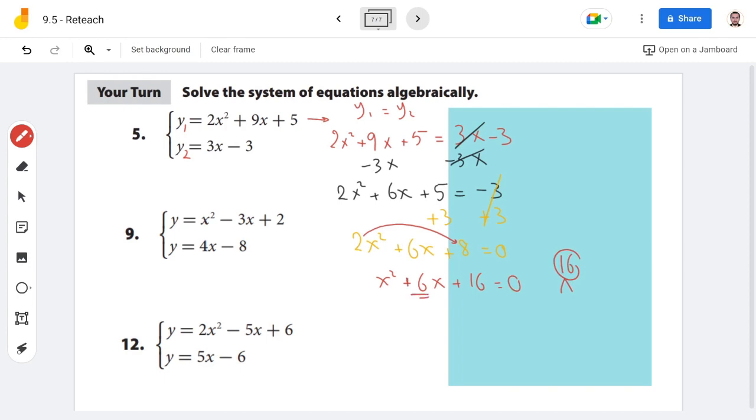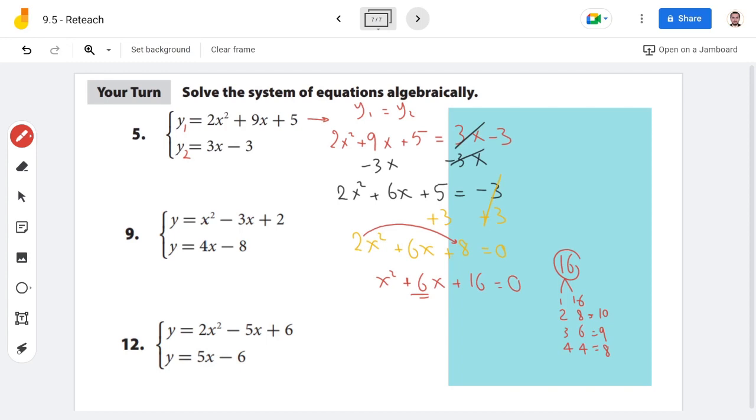The factors of 16 are 1 and 16, 2 and 8, and 4 and 4. I think that's it. Now if you look at this, 2 and 8 give me 10, 1 and 16 give 17, and 4 and 4 give me 8. So none of these will give me 6.